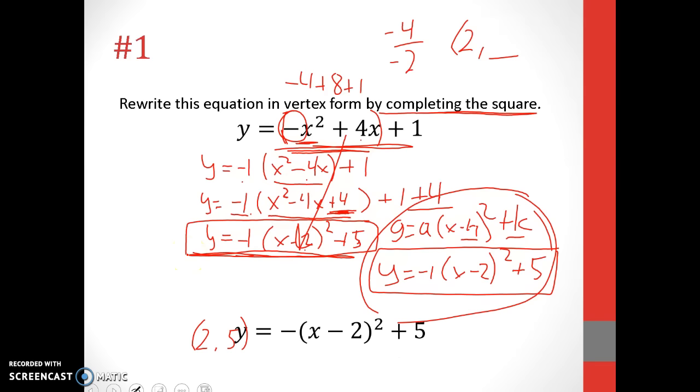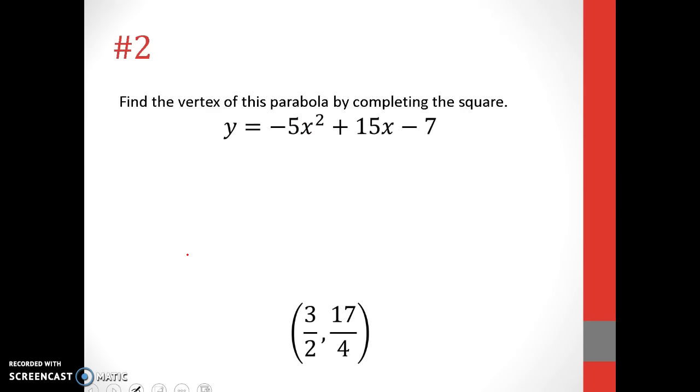Let's take a look at another type of problem here. It says find the vertex of this parabola by completing the square. And so probably shouldn't see this answer here just yet, but that's okay. We're going to keep it there. I'm going to complete the square here.